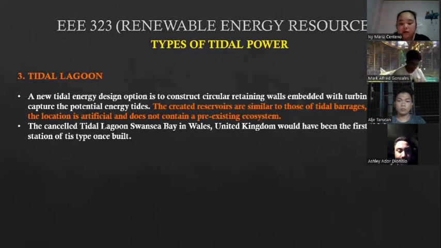A tidal lagoon is a power station that generates electricity from the natural rise and fall of the tides. Parang halos kaparehas lang po siya ng tidal barrage. Tidal lagoons work in a similar way to tidal barrages by capturing a large volume of water behind a man-made structure, which is then released to drive turbines and generate electricity.